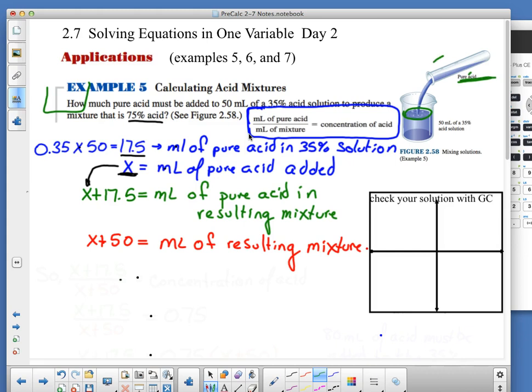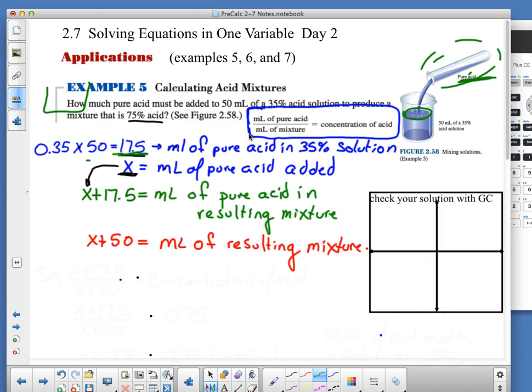Now, this is a certain volume. As I add, the volume is going to increase from 50 milliliters. Whatever that volume is, it's X. So I'm going to go X plus 50 is my total mixture. But remember, the solution I'm adding is pure acid. When I first started, I wanted to find out how much pure acid I had. I found out it was 17.5 in the mixture that was 35% of 50 milliliters. It was 17.5 milliliters of pure acid.